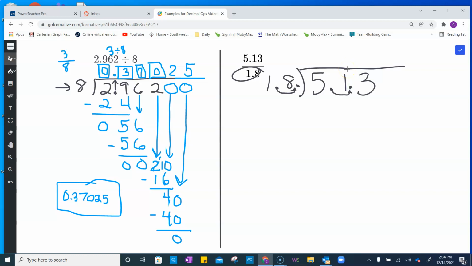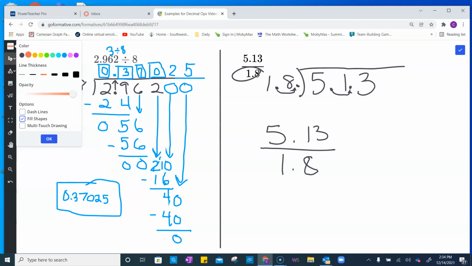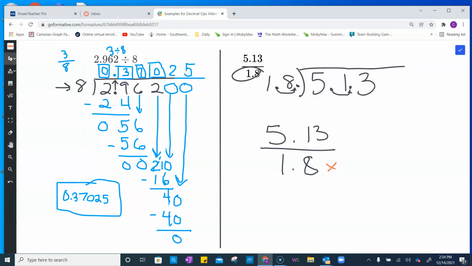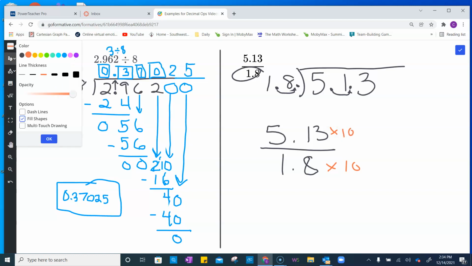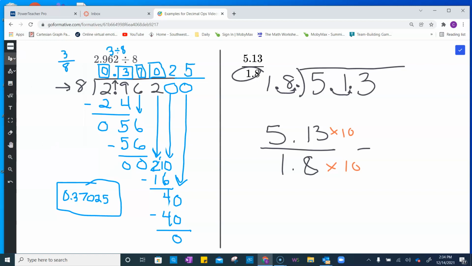So I want to explain how that works real quick below, and don't write this down, just watch. So our original problem was 5.13 divided by 1.8. And I just moved the decimal point in the top and the bottom numbers one place to the right. When I do that, I basically multiplied each of those numbers by 10. 5.13 times 10 is 51.3. 1.8 times 10 is 18.